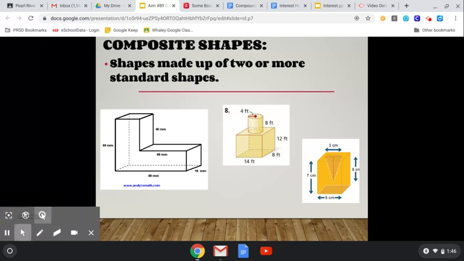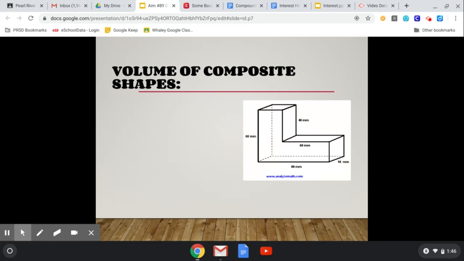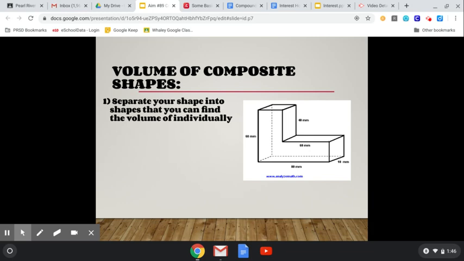Okay, let's get into the idea of how this would work and how we'd find the volumes of these particular things. So to find the volume of a composite shape, you simply, like you would with an area composite problem, divide it into 2 shapes that you think that you could find the volume of. So I think the easiest way to do this would be to break this up into 2 rectangles, or 2 rectangular prisms, I should say. One there and one here.